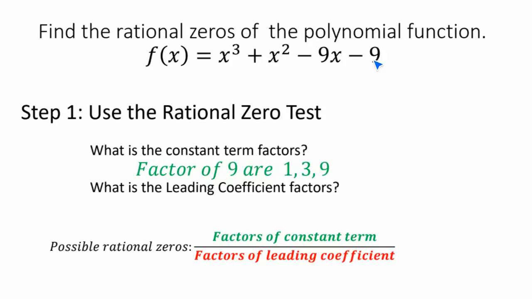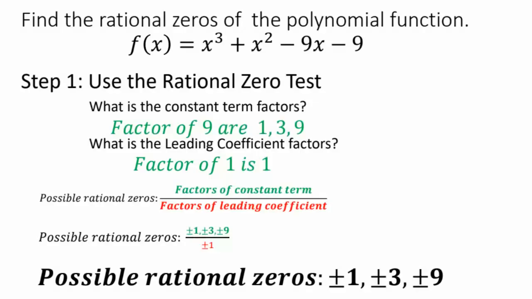Our constant term is -9, but I'm just going to use 9 here, but you'll see that whether it's negative or positive, we're going to be using all of them. Okay, so the factors of 9 are 1 times 9 and 3 times 3. So I'm just going to write 3. Our leading coefficient in this case is 1. So I'm going to write the factors of 1, which is just 1.